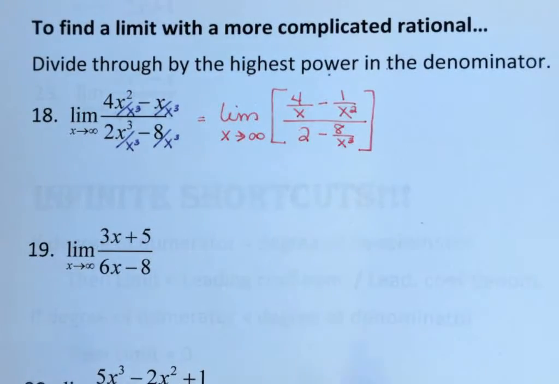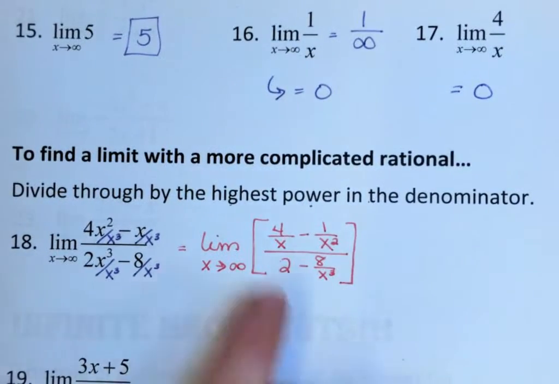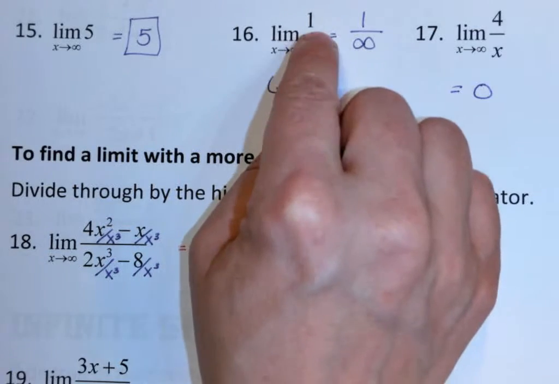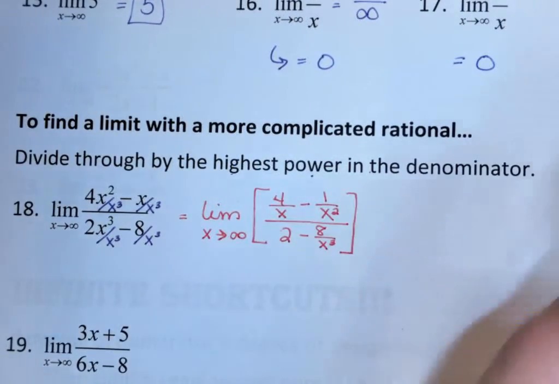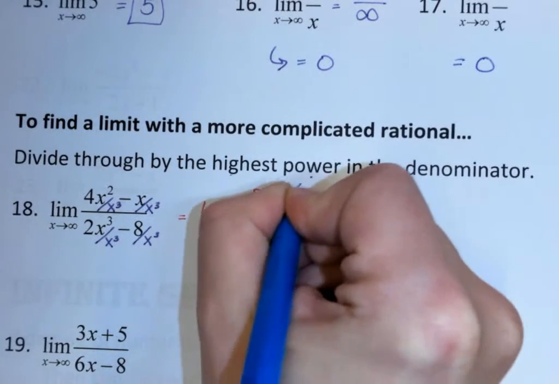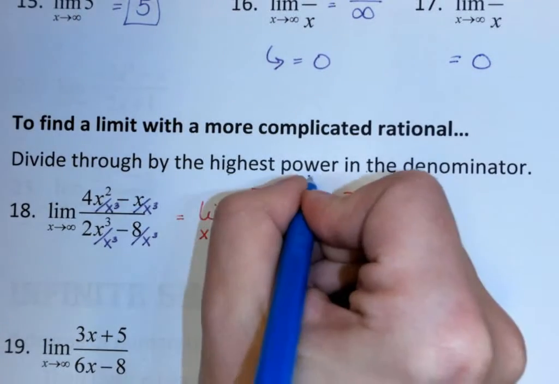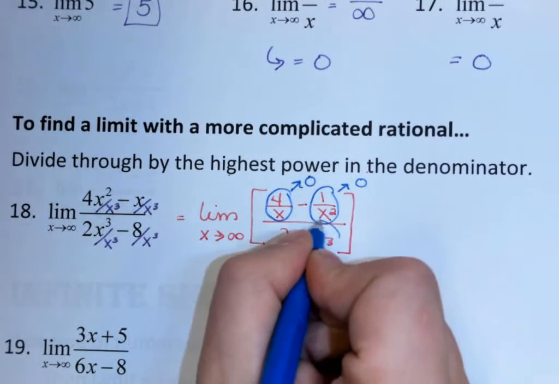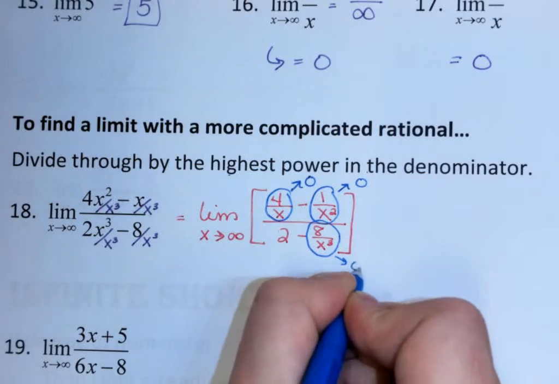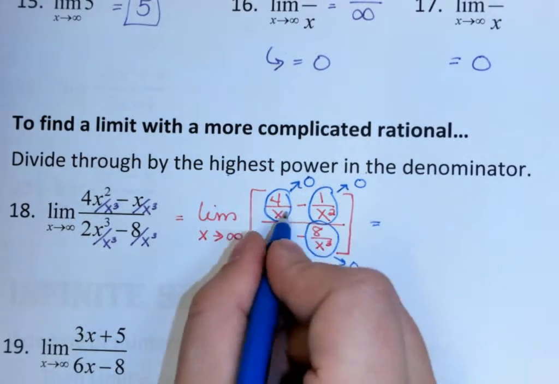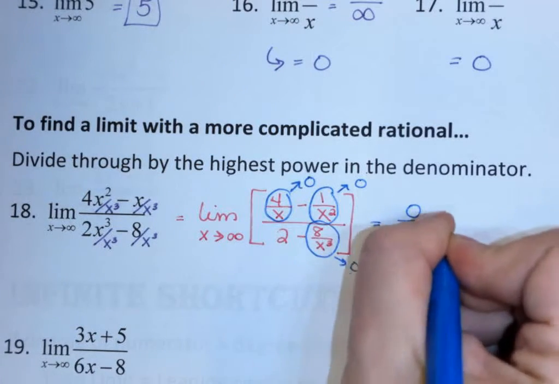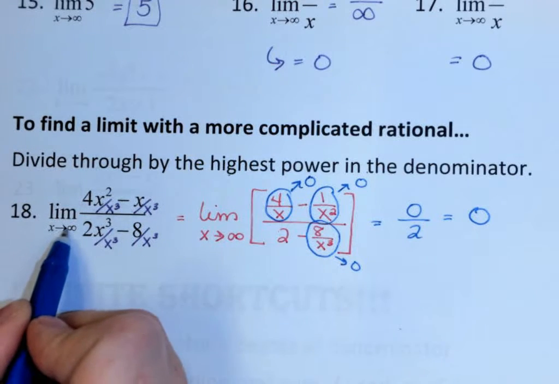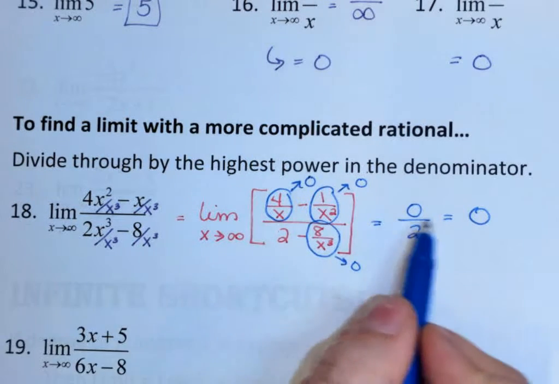And we can use that idea that we just saw from up above, the fact that when we have a fraction where the denominator has a variable in it and the top doesn't, then all we need to do is say, guess what this is going to go to? 0. What's this going to go to? 0. What's this going to go to? 0. So that leaves me with 0 over 2, which is what? 0. So the limit as x goes to infinity for this guy is going to be 0.